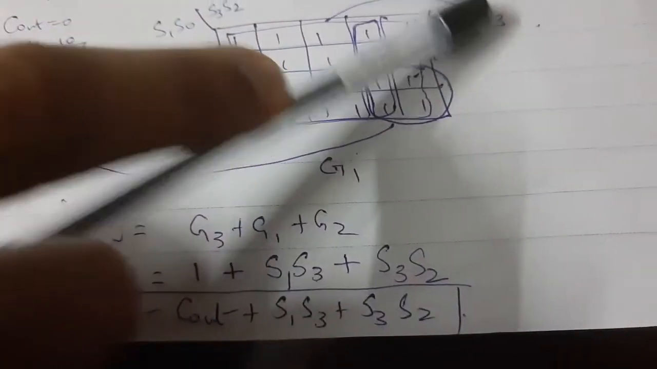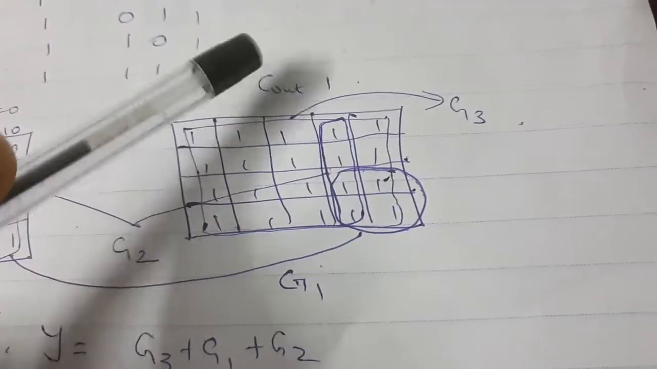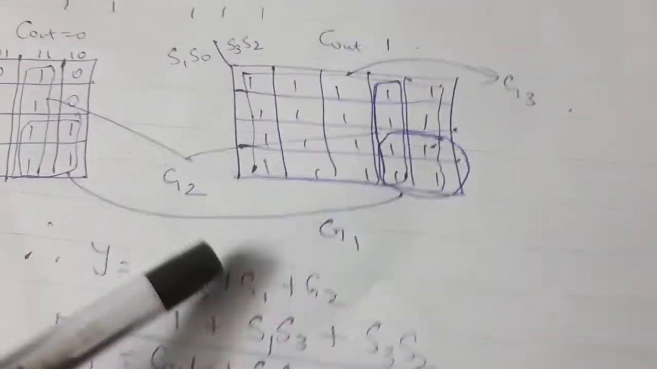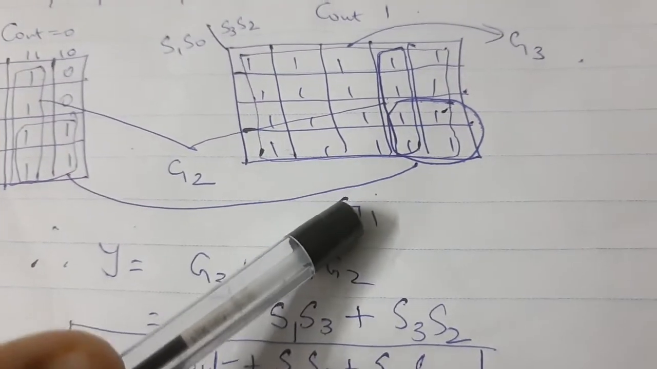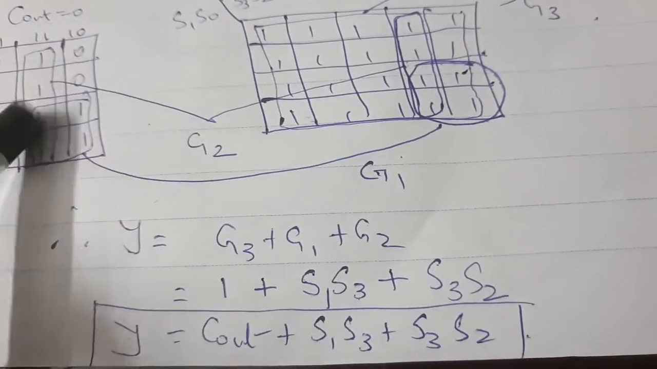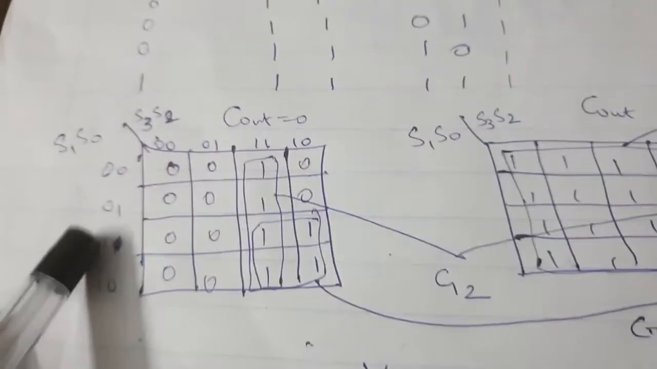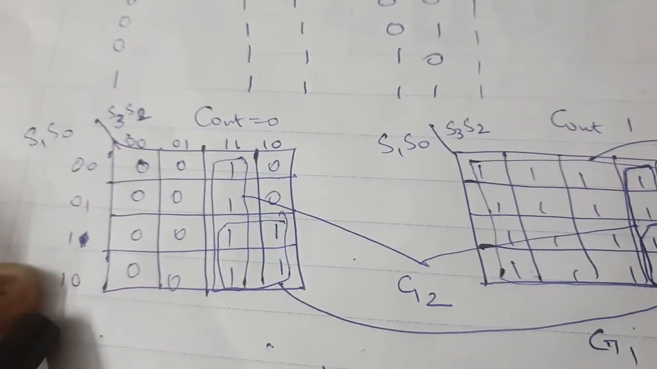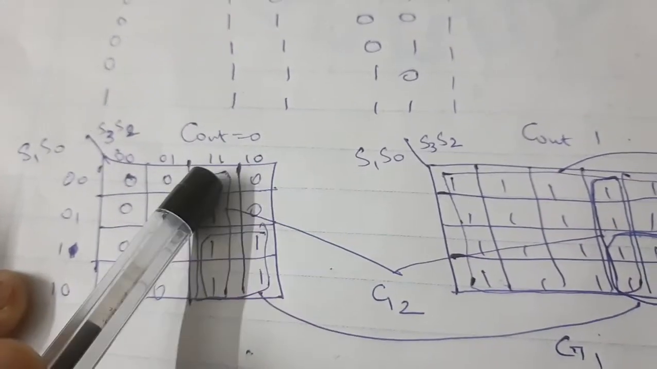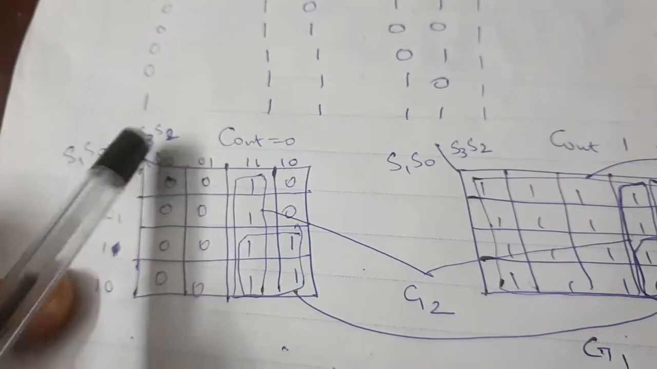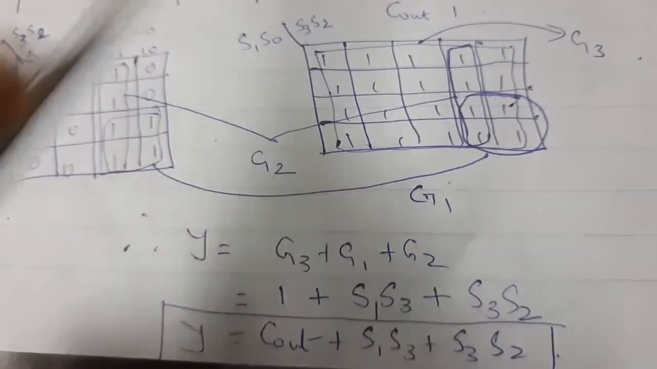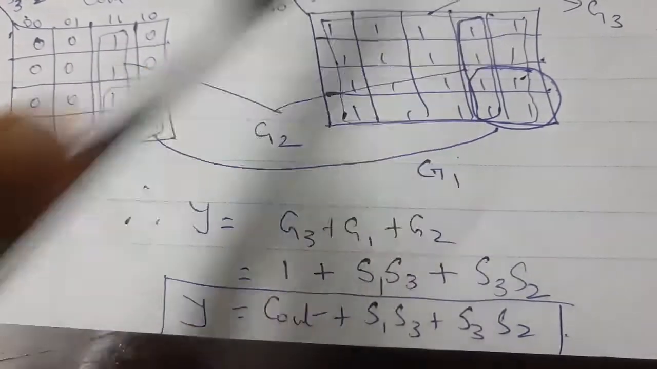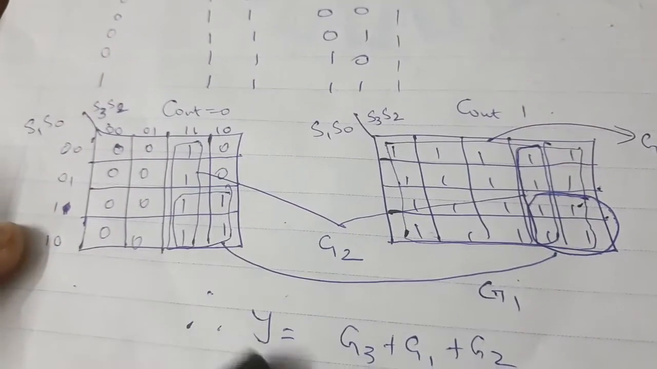What is G3? The answer is 1. C naught is 1. What is G1? When you want to come for G1, what is this variable? The common function here is S1. What is the common function here? S3. S3 is common. Therefore, S1 into S3, C0 bar and C1 bar. So, this we cannot take. Therefore, S1 into S3. 5 variable mapping.